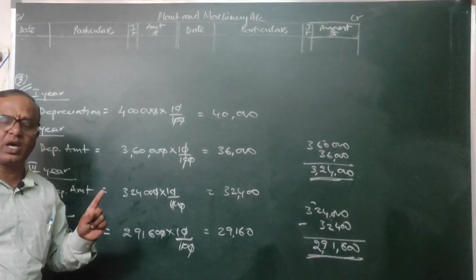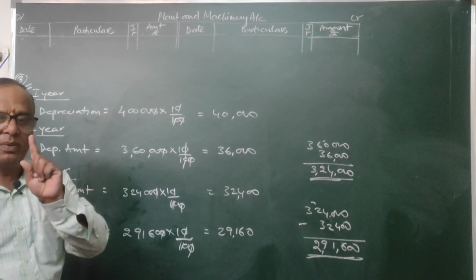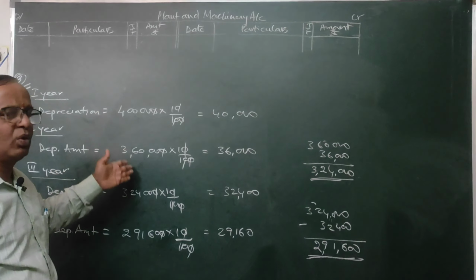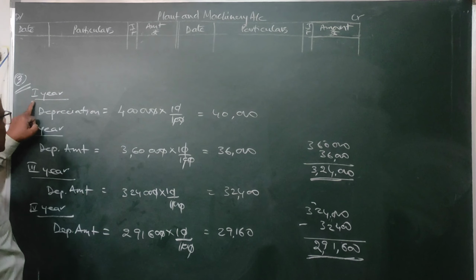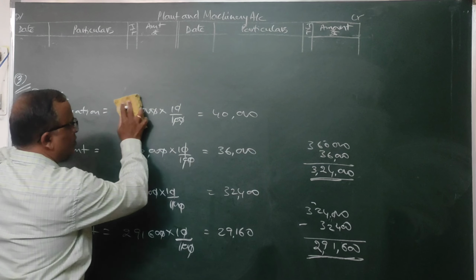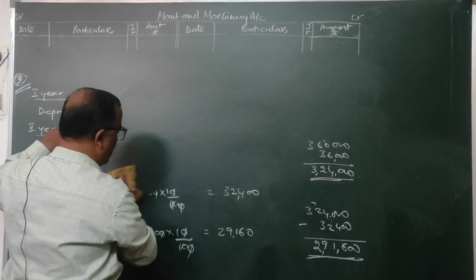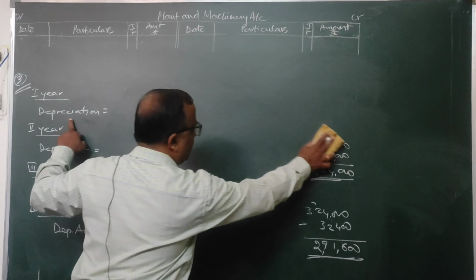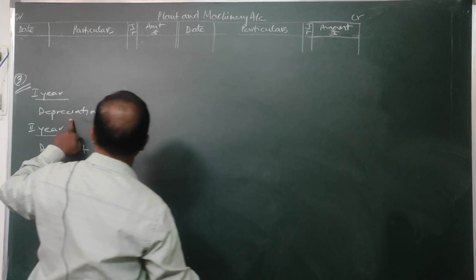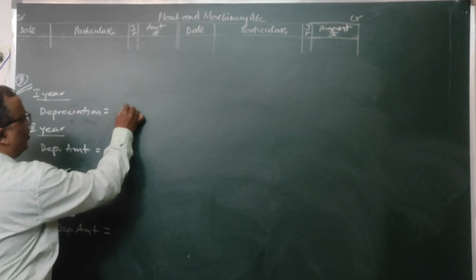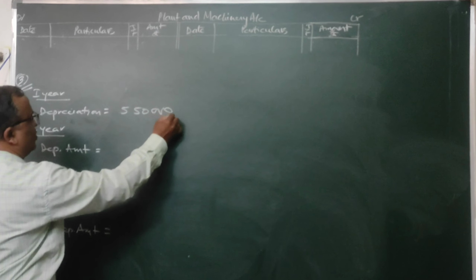Here he is asking us only to calculate the amount of depreciation, not to prepare the machinery account or any other account. So simply do the calculation like this. For the first year, how much will the depreciation be? In the same manner we are going to do this one also, so that it will be clear to you people. Here also you are following the diminishing balance method. The cost of the plant and machinery is 5,50,000.